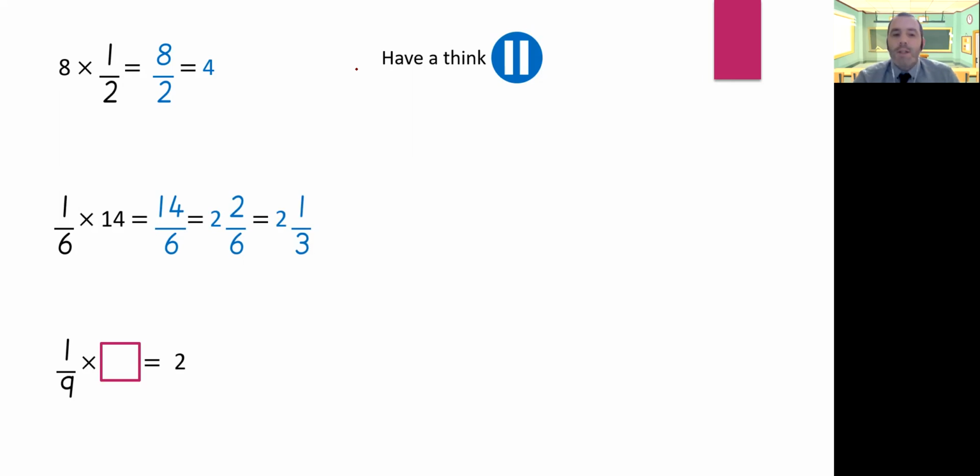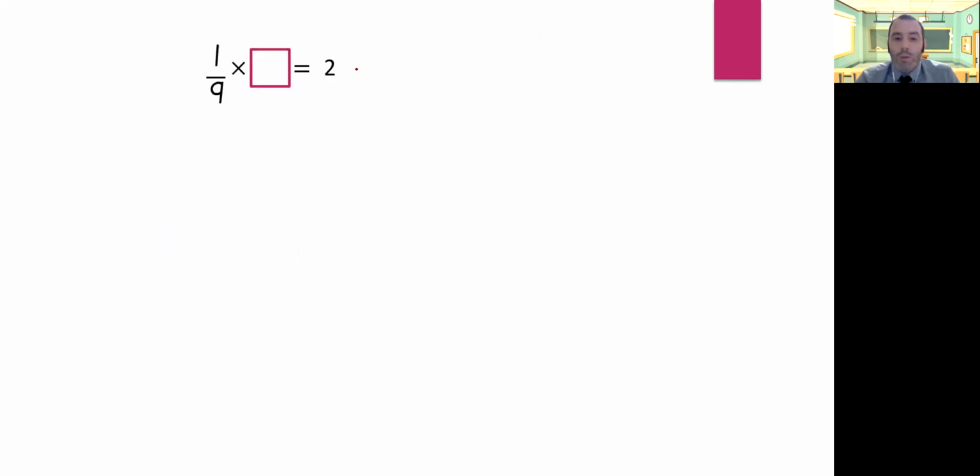1/9 times something equals 2. So we need to remember how many ninths make a whole. So 1 whole is 9/9. 2 wholes will be 18/9. So we'll just have a look at this question. 1/9 times something equals 2.